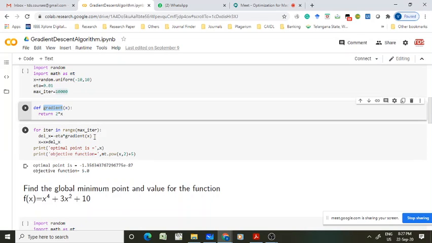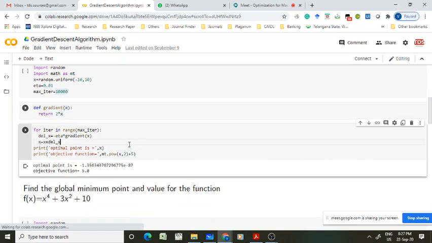2x is called the gradient because f of x equal to x squared plus 5, so dou f by dou x equals 2 into x. The 2x value will be returned. So this is the function which is used to find the gradient of the objective function f of x equal to x squared plus 5. I think this is also fine, right?